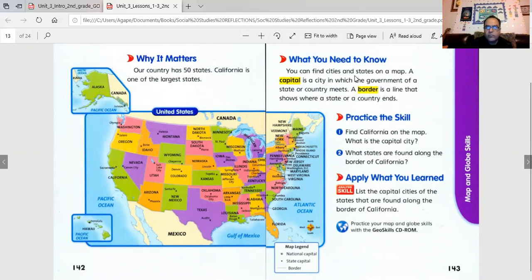What do you need to know? You can find cities and states on a map. A capital is a city in which the government of a state or country meets. A border is a line that shows where a state or a country ends.